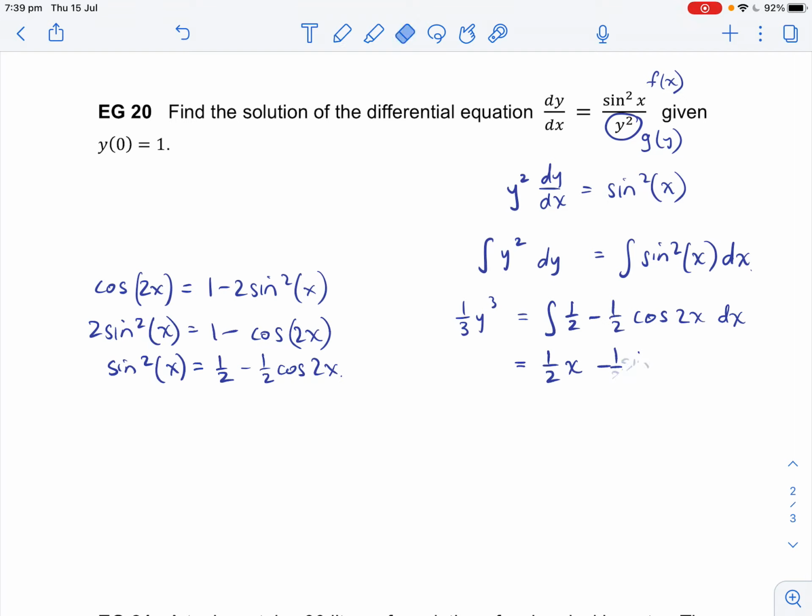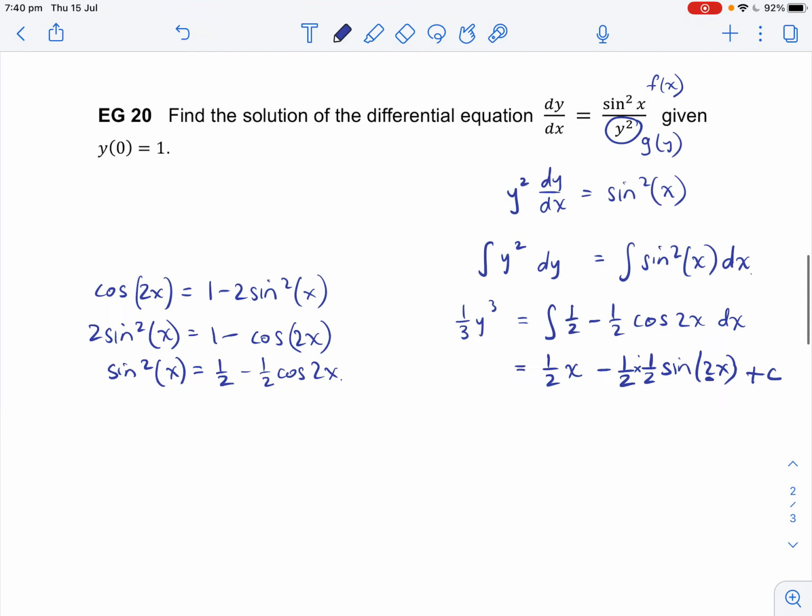I'm going to need to give myself a little bit more space here. I had a half out the front of it originally. I need to do the antiderivative, which is sine, and divide by whatever was in front of x. That's what I tell myself when I'm doing those problems. Plus c. Put all of that together. 1/3 y cubed equals 1/2 x minus 1/4 sine 2x plus c.